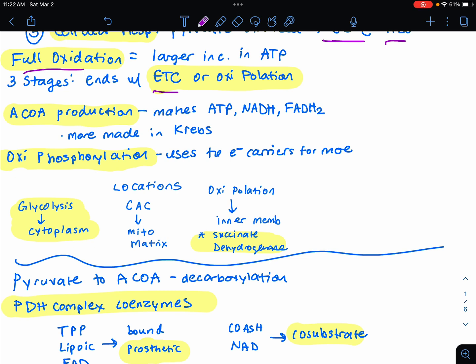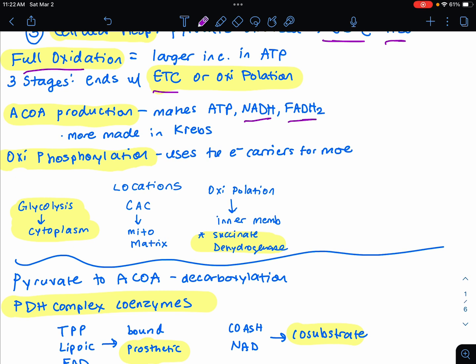Alright, let's talk about acetyl CoA production. Again, you're going to be making ATP, NADH, and FADH2. Carbs will release 1/3 of the total potential CO2 during stage 1. Alright, let's talk about the acetyl CoA oxidation in the citric acid cycle. This is going to produce more NADH, FADH2, and 1 GTP.